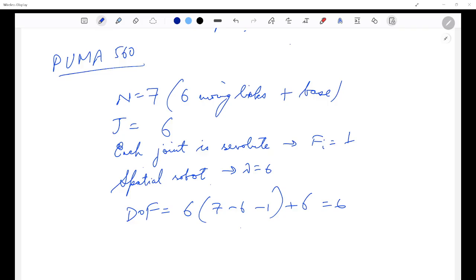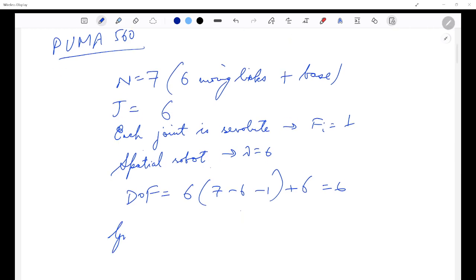Now you can understand this like this also. If you don't go through this systematic procedure, you can say that it is a spatial robot and it can manipulate anything in the environment in XYZ and orient in any direction. So it has 6 degrees of freedom. Whereas this is what you get from the formula as well. Right? And what is this called? Kutzbach criterion.